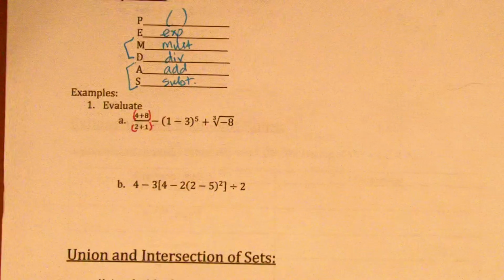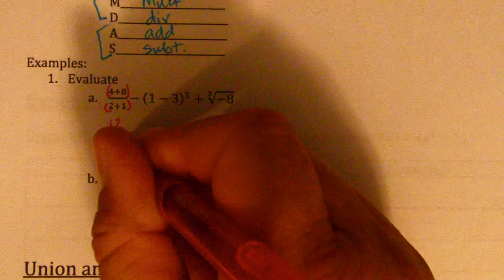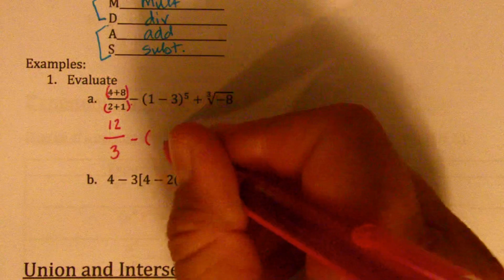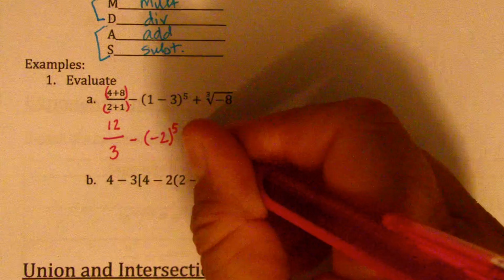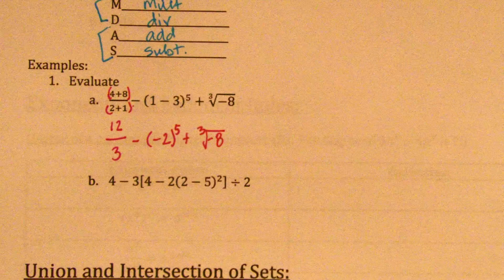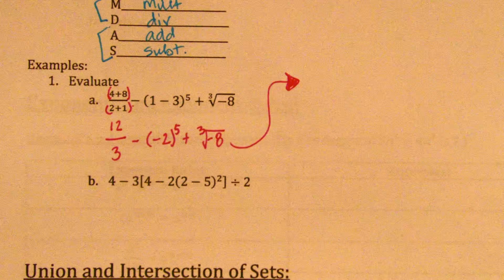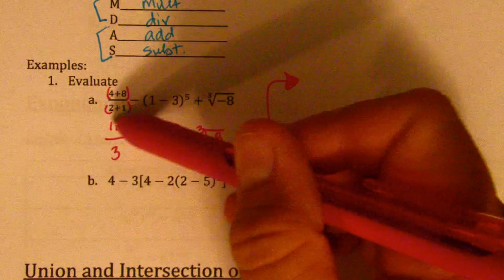So on the top there, I have 4 plus 8, and that's 12. And on the bottom, 2 plus 1 is 3, minus, and in parentheses here, 1 minus 3 is negative 2 to the 5th power, plus the cube root of negative 8. From there, I'm running out of room here, I'm going to move over here. 12 divided by 3, well, that would be 4.